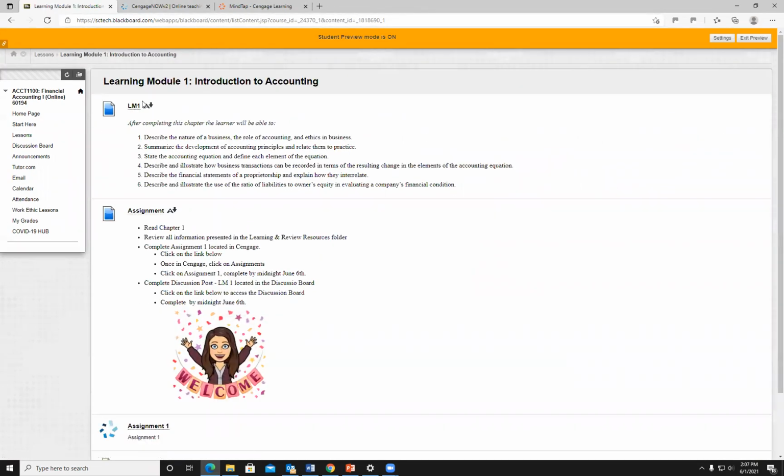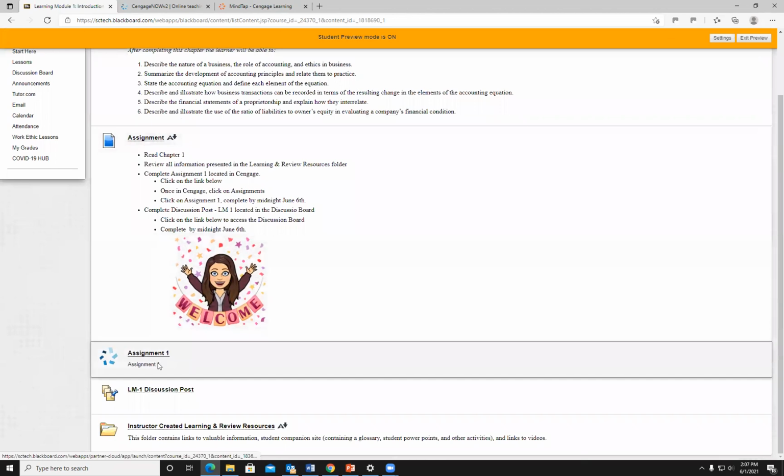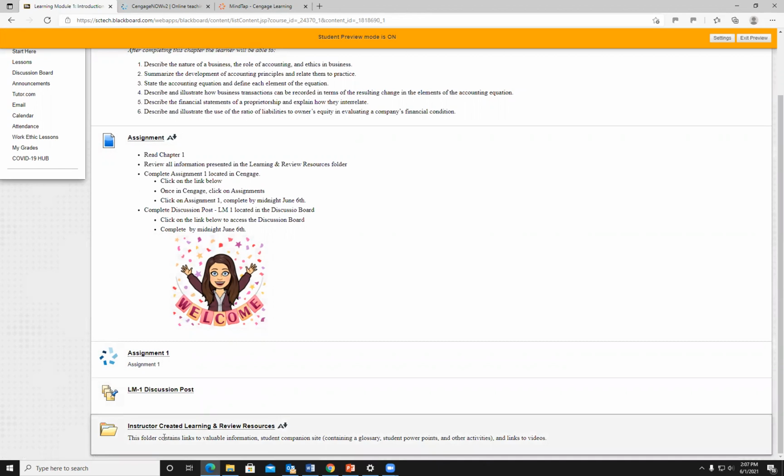In Learning Module 1, you'll have your learning objectives, what your assignment is, a link to that assignment, as well as a link to the discussion post. You will also have a folder with instructor-created learning and review resources. This is where you'll find additional PowerPoints, videos, and any handouts to help with studying and completing your assignments.